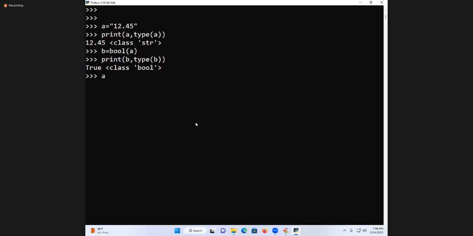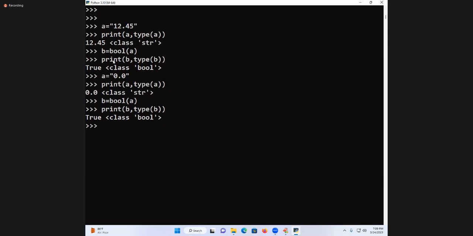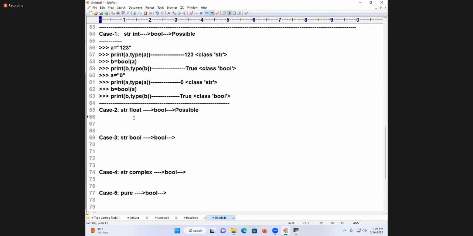Okay. Now I am writing A is equal to what? 0.0. Print A. Answer. True or false? I hope false. True or false? True. Is it considering 0.0 or the length of 0.0? What is the length of 0.0? 2 or 3? 3. Why? Dot also. Right. Answer is true. Sir, when do you get the answer false, sir? I will tell you that.